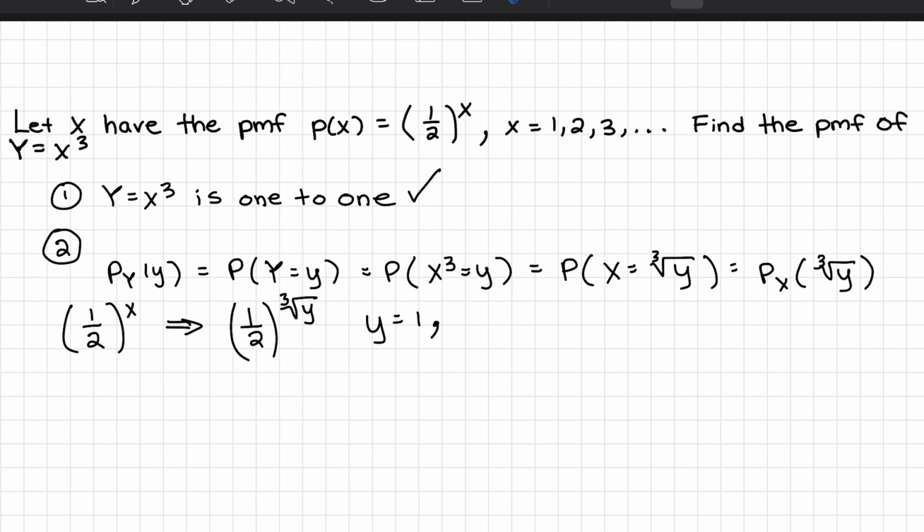Then we do the same thing with the number 2. We do 2 to the power of 3, which equals 8. So now we have an 8 in our support. We're going to do the same thing with the number 3. We're going to do 3 to the power of 3, which equals 27. And this goes on for infinity. So this means that our PMF of Y given the PMF of X is this.